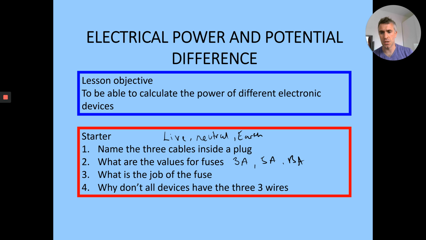What is the job of a fuse? It's a kind of safety device that breaks when there's too much current. And why don't all devices have the three wires? The earth wire is only for devices that have metal casings and metal outsides. So if your device doesn't have a metal outside, it won't need a third wire. So like maybe a games console or a DVD or Blu-ray player, maybe a kettle with a plastic outside, don't need that third wire.